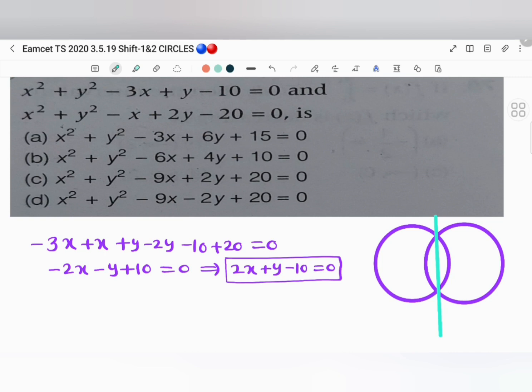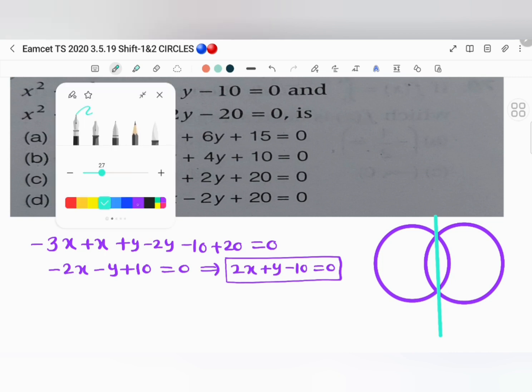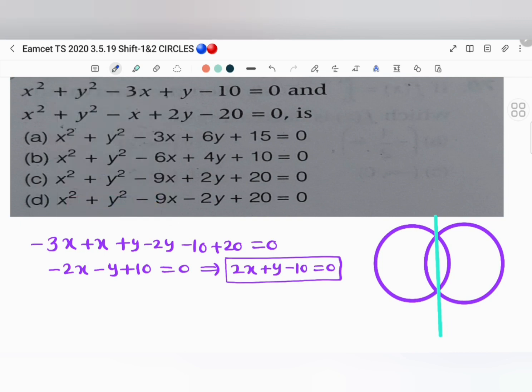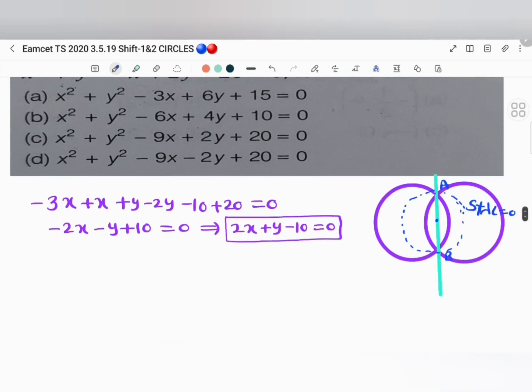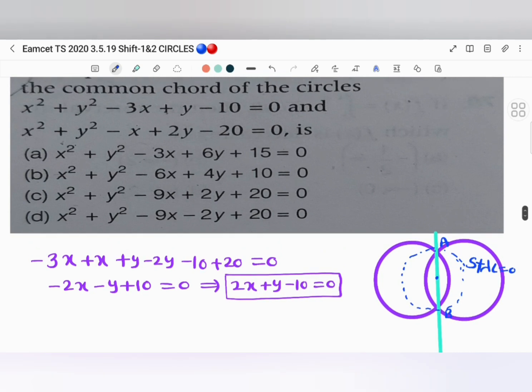So the common chord is there. The circle passing through the point of intersection of both the circles is called S plus lambda L equal to 0. This common chord is the diameter of the circle they are asking about. So I am taking S plus lambda L, where S can be either of the two circles.